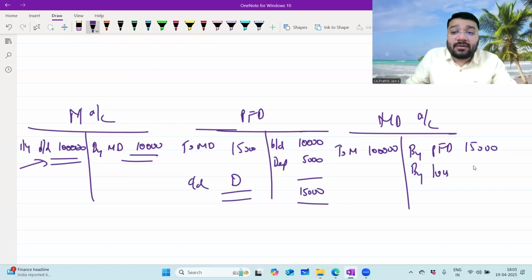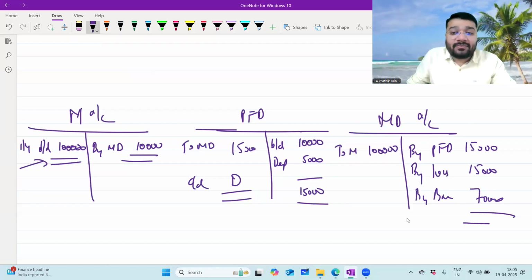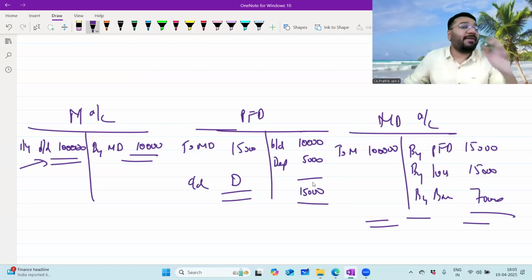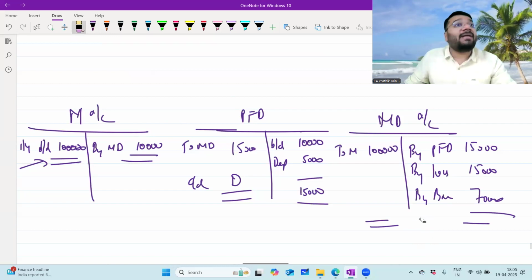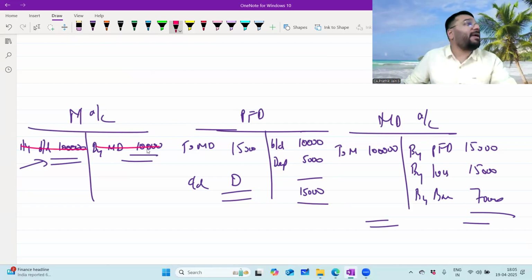By loss 15,000. By bank 70,000. I kept the data the same for every question so that you don't get confused with the values. Now, this will not affect my cash flow statement. Nor will this, nor this, nor this affect my cash flow statement.